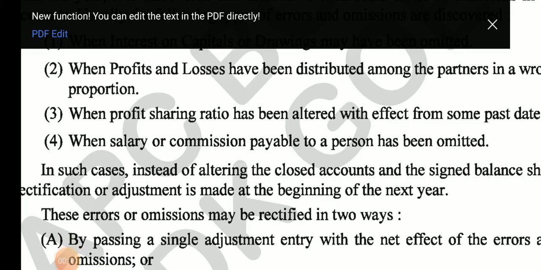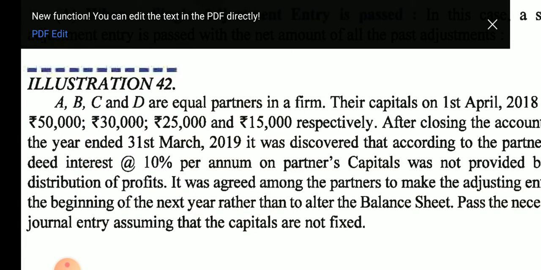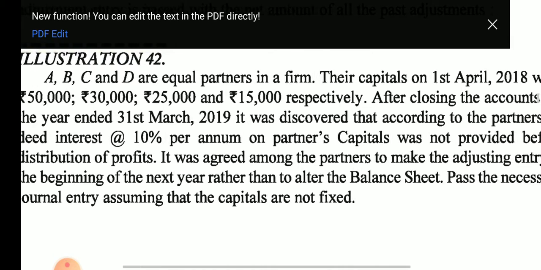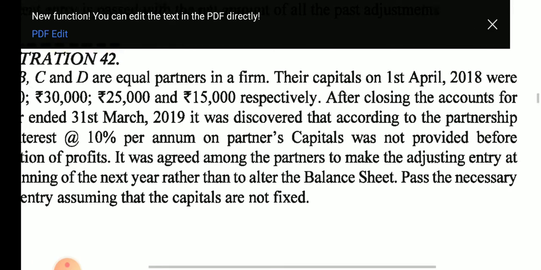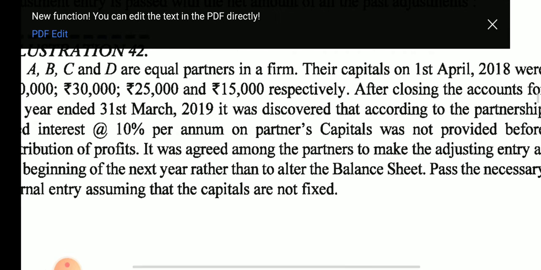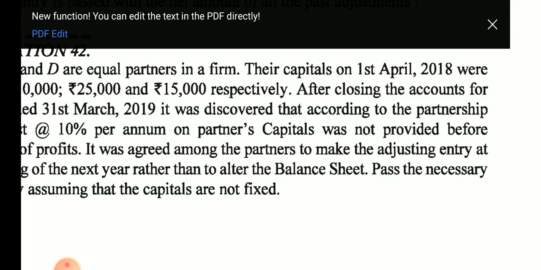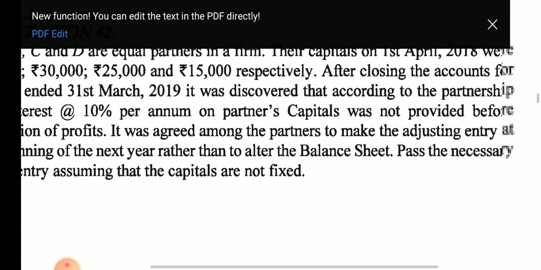Now we are going to see this adjustment entry by one illustration. Just see this illustration. A, B, C and D are equal partners, and their capitals are 50,000, 30,000, 25,000 and 15,000. After closing the accounts for the year ended 31st March 2019, it was discovered that according to the partnership deed, interest on capital at 10% was not charged.